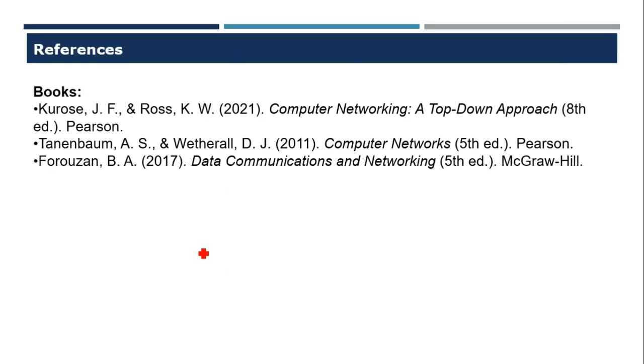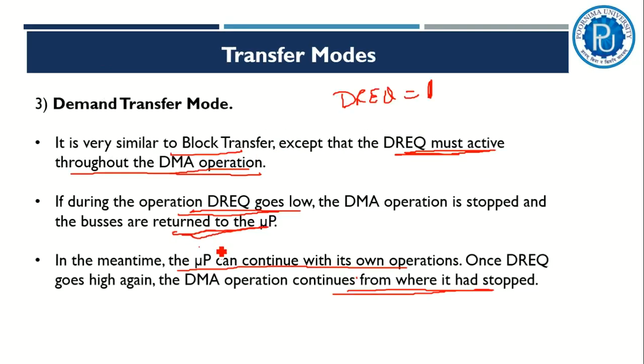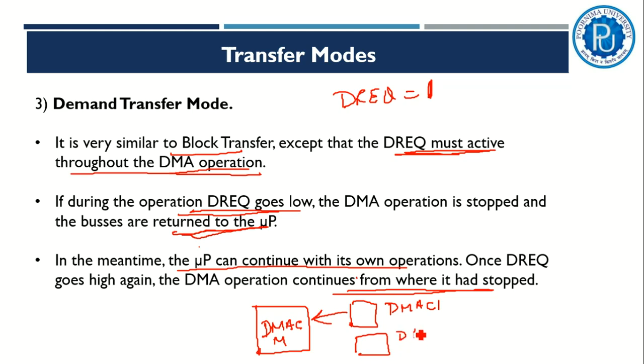Let us see this block diagram. How is it happening? This is the master DMAC. Through this master DMAC, we are connecting others. This is DMAC 1. This is DMAC 2. These are connected to this master DMAC, and this master DMAC is connected to the microprocessor.